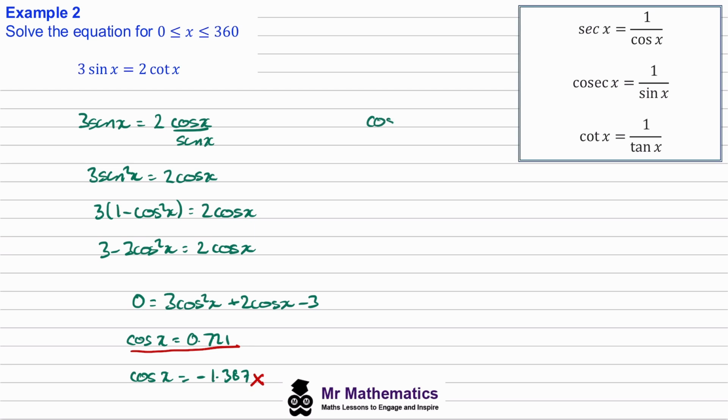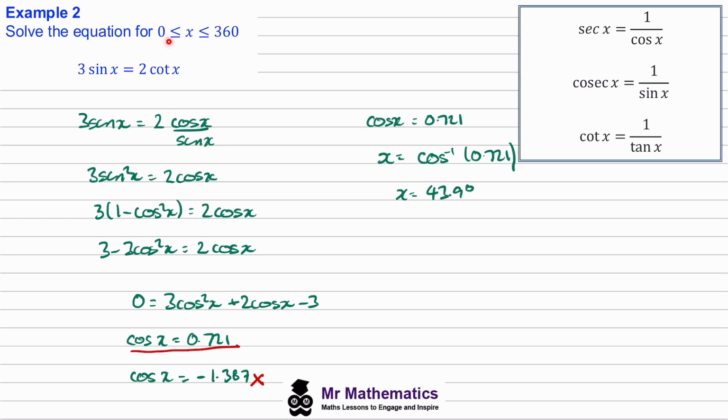So if cos x is equal to 0.721, we can take the arc cos of both sides. So x will equal the arc cos of 0.721. And we want this in degrees. And this works out to be approximately 43.9 degrees.